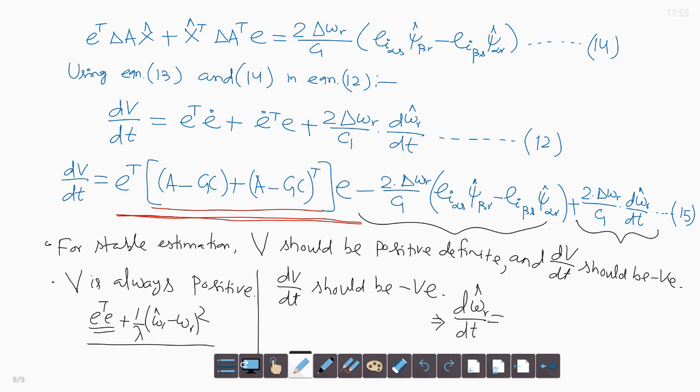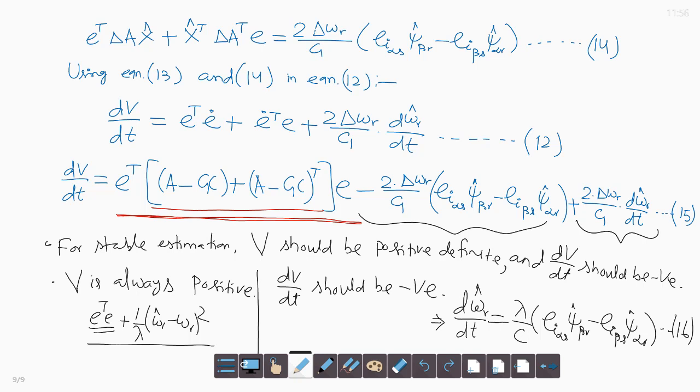must be lambda by C into EI alpha s into psi beta r hat minus EI beta s into psi alpha r hat. So, this is equation number 16. If equation number 16 is satisfied, then the second and third term of 15 cancel each other. So, only the first term remains, and by designing the observer gain matrix G, we ensure that the matrix A minus GC has eigenvalues in negative real part. So, estimation error decays to 0.